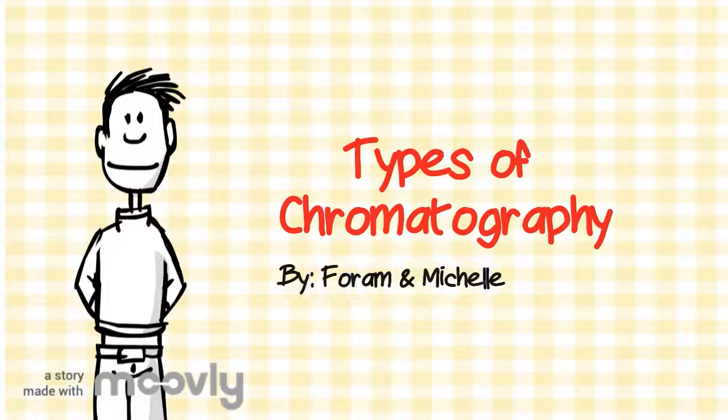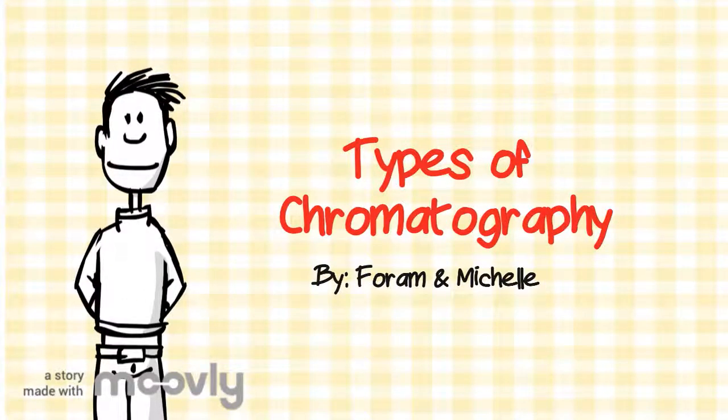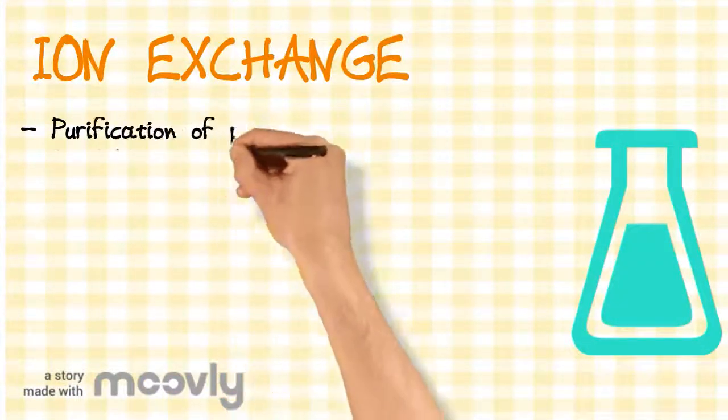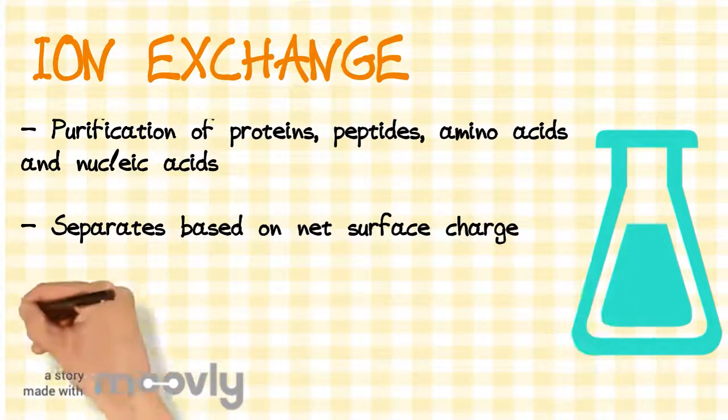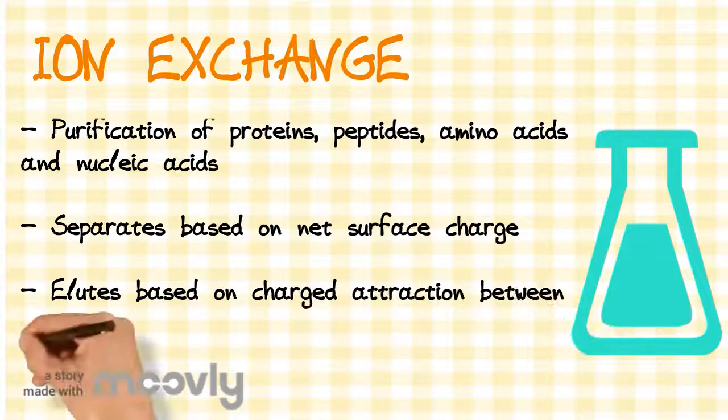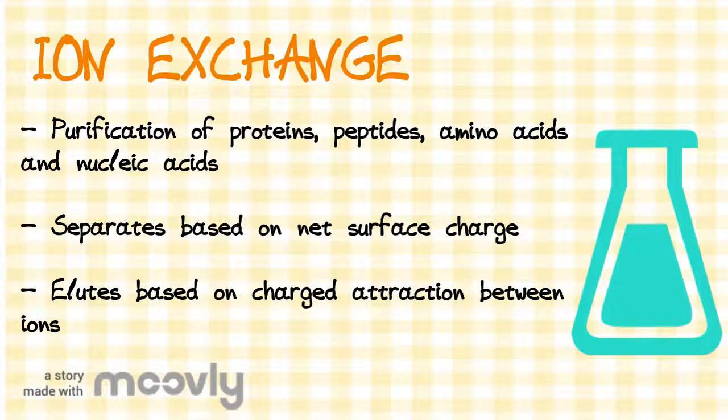Everyone, today we're going to be talking about different types of chromatography. Ion exchange chromatography purifies proteins, peptides, amino acids, and nucleic acids, and separates them based on their net surface charge. When the column is loaded with a particular molecule with a given pH, all the molecules with a charge opposite to the column resin will bind to it and elute.